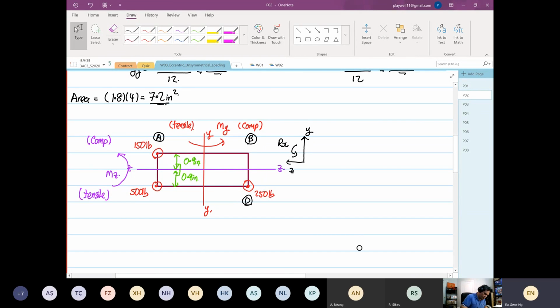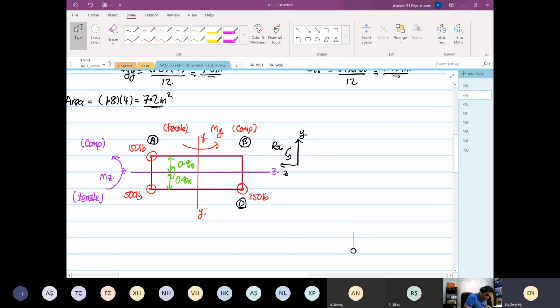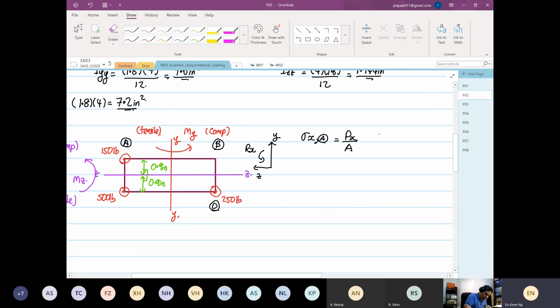So the first thing we want to find is stress in the X direction at point A. So this will be equal to Px divided by A. Then you have your My over Iyy multiplied by Z. And then Mz over Izz multiplied by Y.